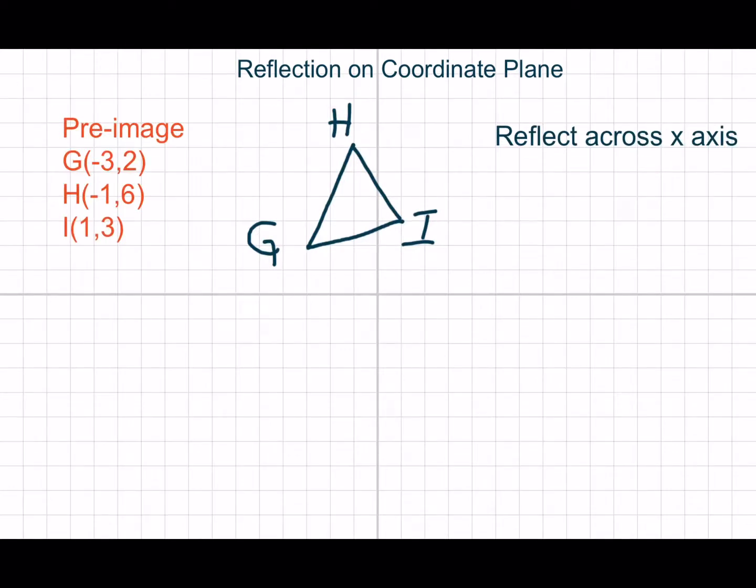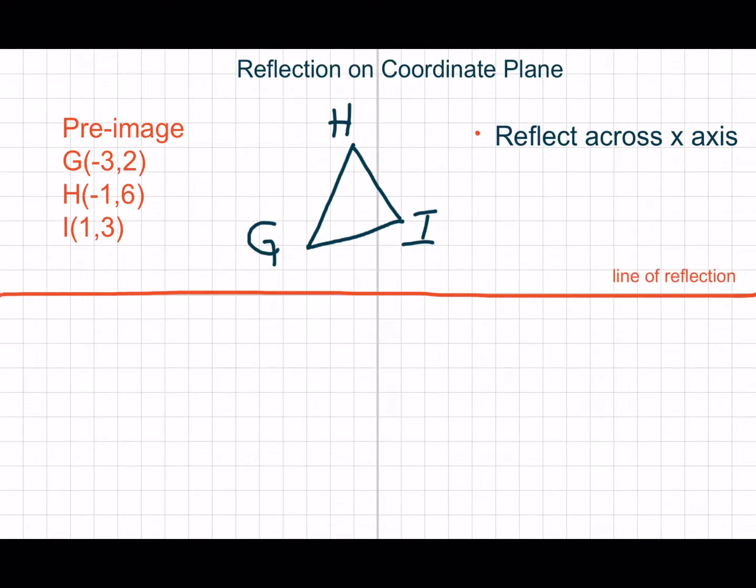We have triangle GHI. Again, I have the pre-image coordinates written out for you. What we are going to do is try to see what the relationship is between your pre-image and your image coordinates once we get it. So we are going to be reflecting across the x-axis here. And the strategy to doing this is first you want to actually draw in your line of reflection. So the x-axis is right here.